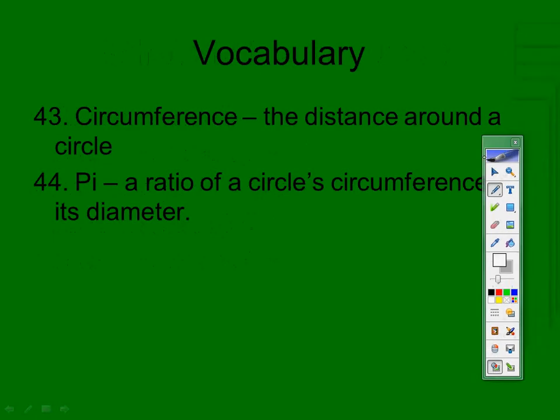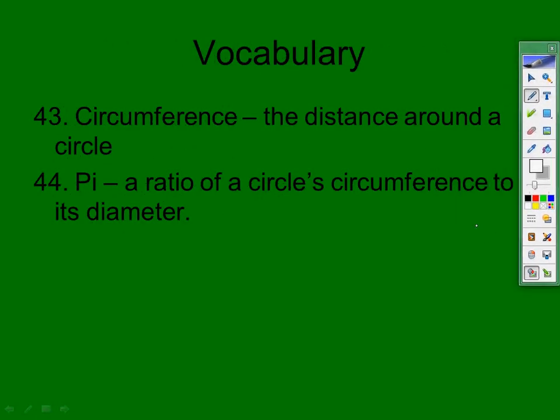When we're looking at circles, two key terms, please pause this as long as you need to. The circumference is the distance around the circle, and pi is a ratio of a circle's circumference to its diameter. So a ratio, I remind you, is a comparison of numbers. It's comparing the circumference to the diameter.